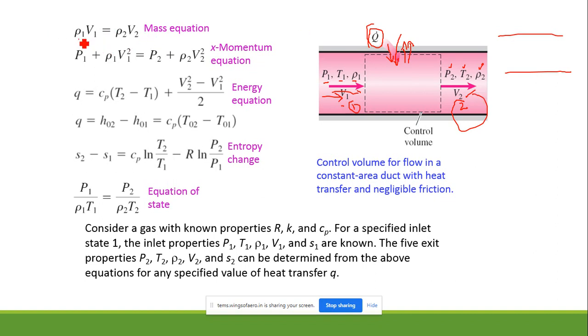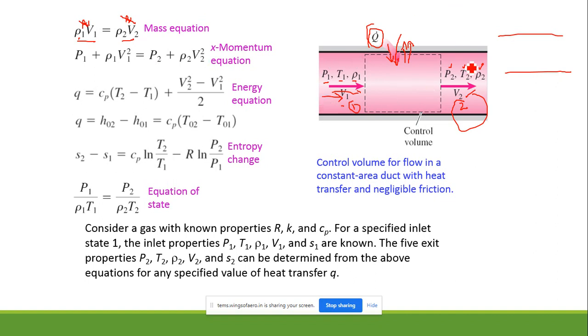So straight away, rho1 A1 V1 equal to rho2 A2 V2. Okay, so these two areas will come here. We know it is a constant area duct, so A1 and A2 will cancel each other, and the remaining terms will be rho1 V1 equal to rho2 V2.